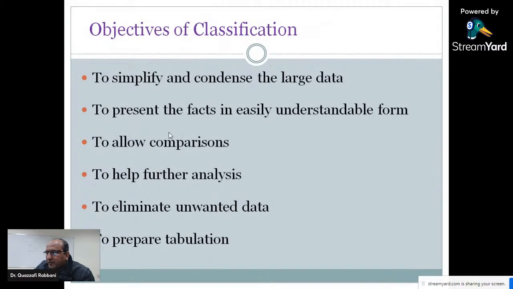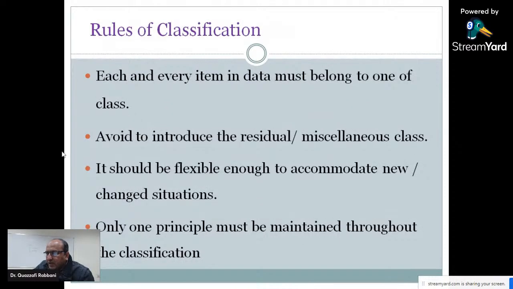Now the objectives of classification: to simplify and condense the large data, to present the facts in an easily understandable form, to allow comparison, to help further analysis, to eliminate unwanted data, and to prepare the tabulation. So these are the objectives, and there are also some rules of classification.